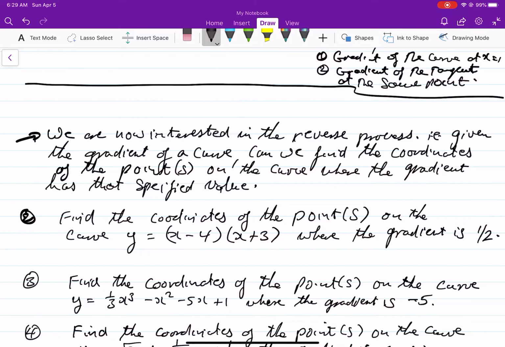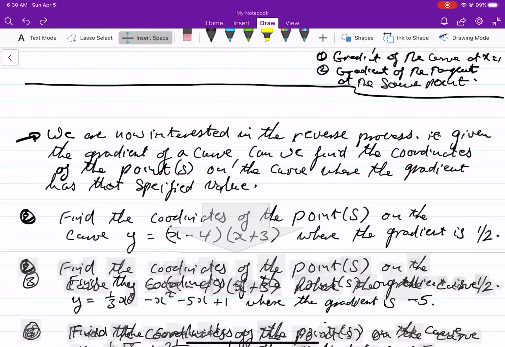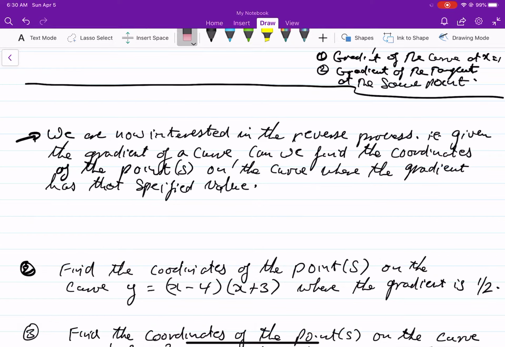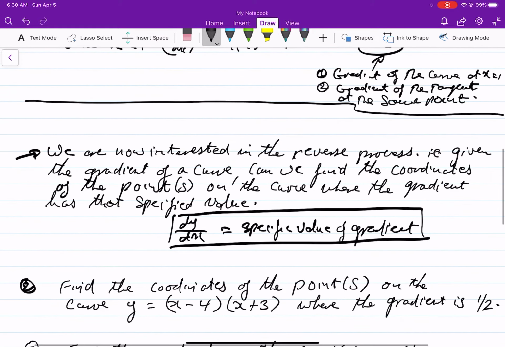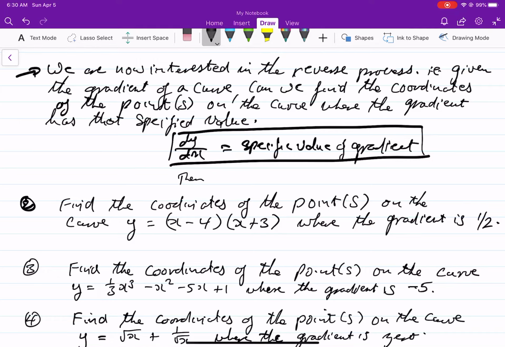The concept is as follows. You would find the gradient function, dy/dx, and then you would equate the gradient function to the specific value of gradient. That's the idea. To accomplish this, you simply equate dy/dx to the specific gradient, and then you solve for x and y. Let's see how that's done.